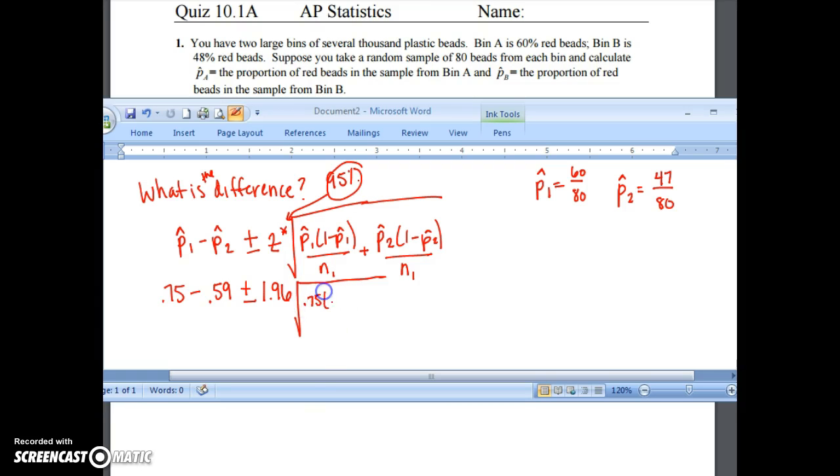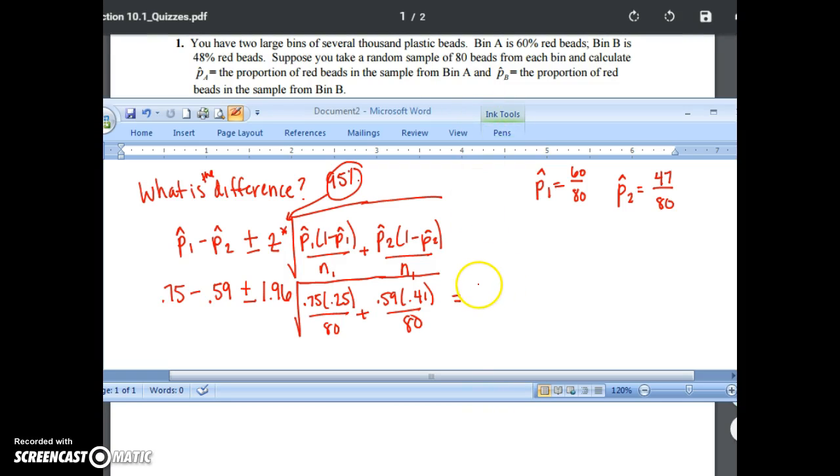So again, p hat 1 times (1 minus p hat 1) over 80, plus p hat 2, 0.59, times (1 minus p hat 2), divided by 80, and you would come up with your confidence interval. So then you would go to your calculator, you could plug all those values in. What did we actually get out of 80? And what is our 95% confidence interval?